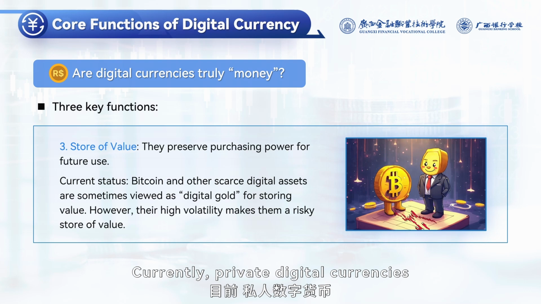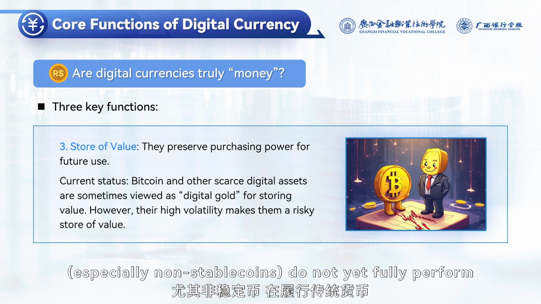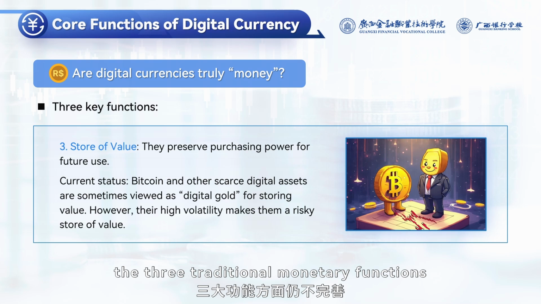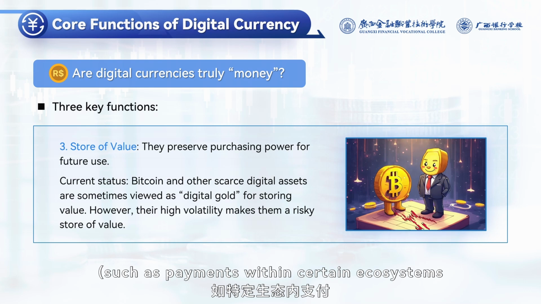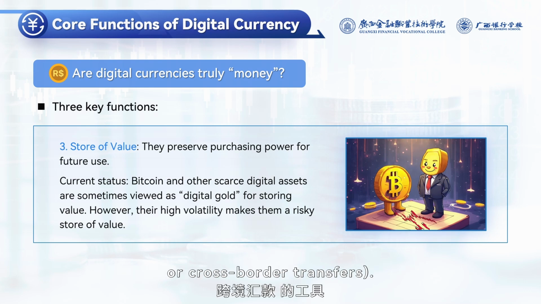Currently, private digital currencies, especially non-stable coins, do not yet fully perform the 3 traditional monetary functions and still face major challenges. They are more commonly regarded as a new type of asset class or as tools for specific purposes, such as payments within certain ecosystems or cross-border transfers.